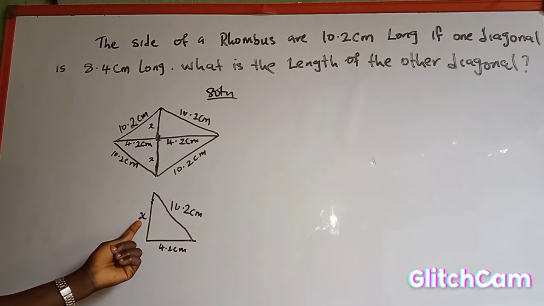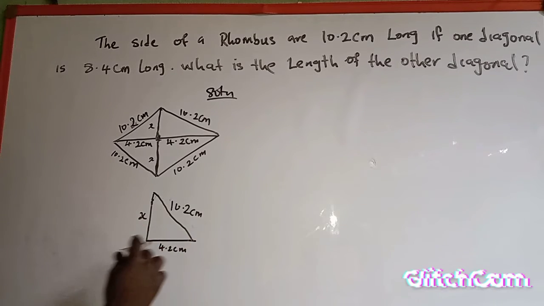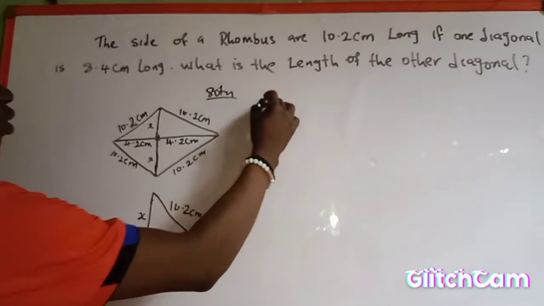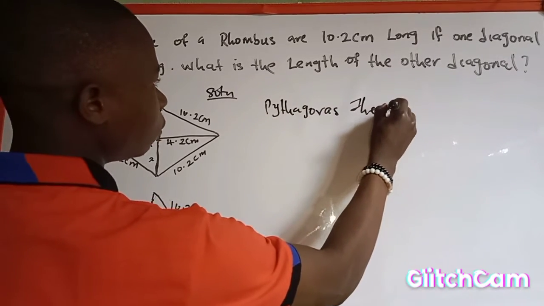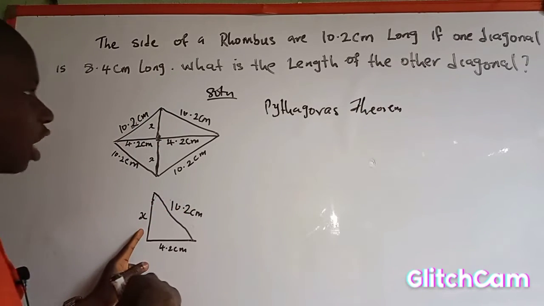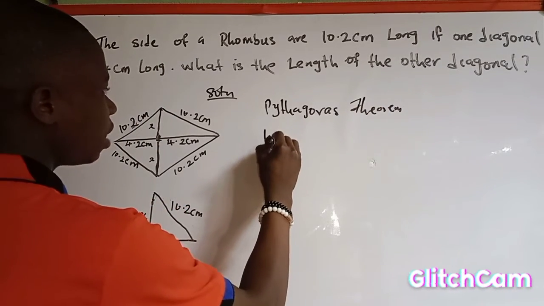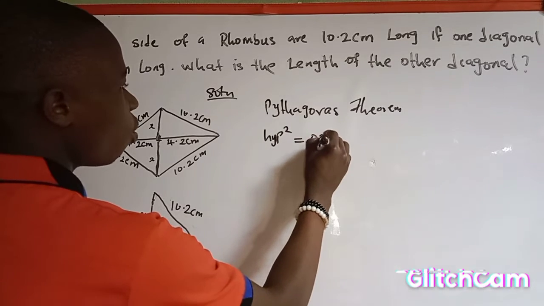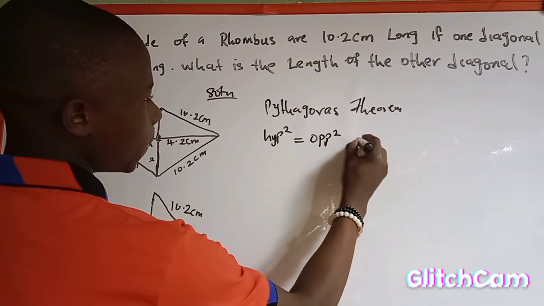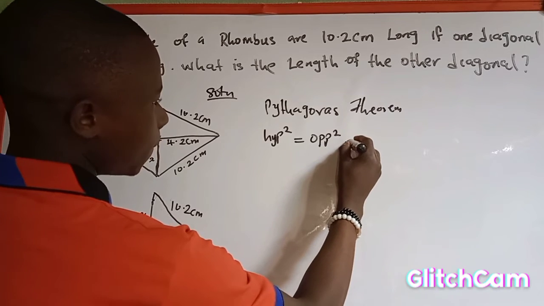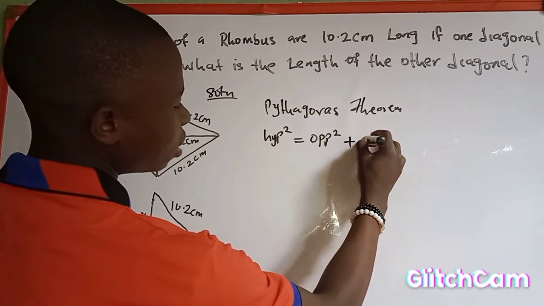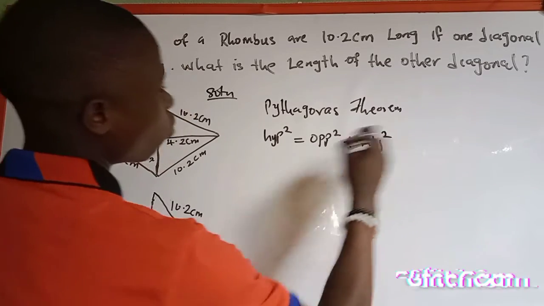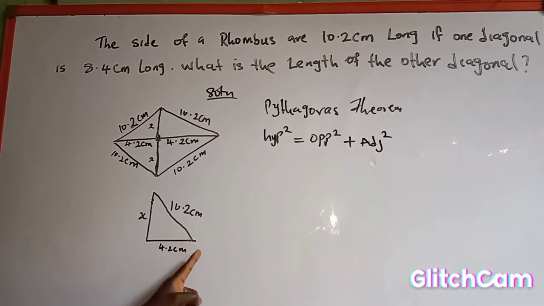If you look at this, where this S is opposite to this angle, the longest side is the hypotenuse, and this is the adjacent. So we are going to use what we call Pythagoras theorem to find the side of this triangle. And Pythagoras theorem says hypotenuse square is equal to opposite square plus adjacent square.